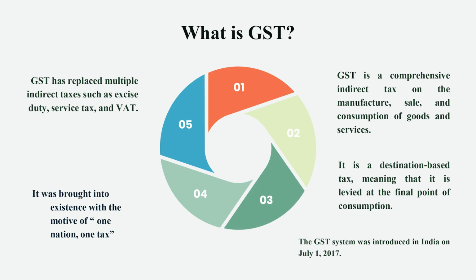Now in Rajasthan, if the goods are ultimately consumed, then the tax will be given to the Rajasthan government. So it is nothing but destination based consumption tax. Wherever the goods are ultimately consumed, that state will be the beneficiary of the tax revenue. That is called destination based consumption tax. It was brought into existence with the motive of one nation, one tax.